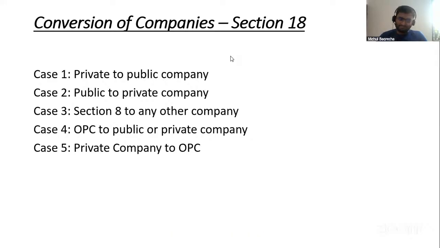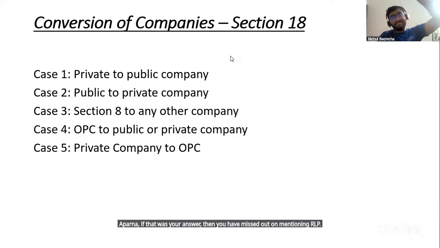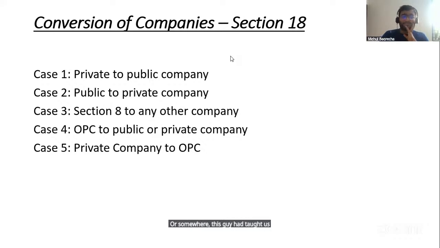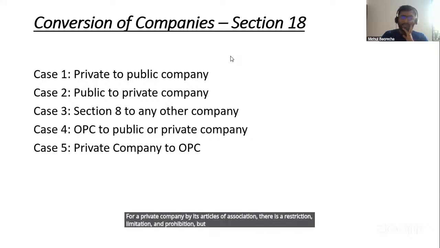Alter the AOA, removing the RLP conditions. Aparna, if that was your answer, then you have missed out on mentioning RLP. Somewhere this guy had taught us a couple of years back. Sit straight. For a private company, by its articles of association, there is a restriction, limitation, and prohibition. But is it there for a public company?